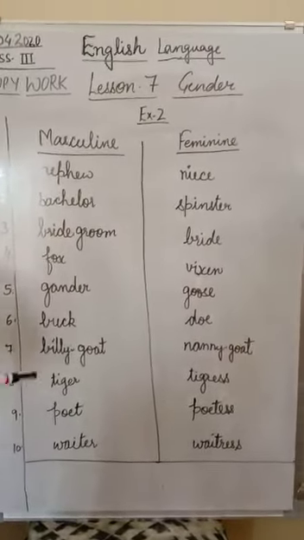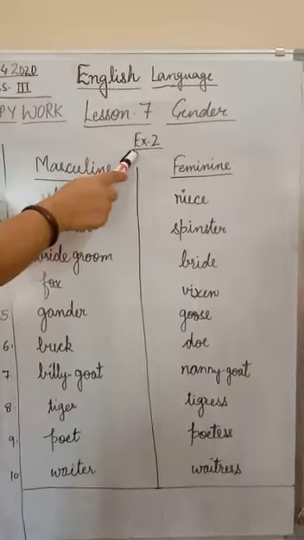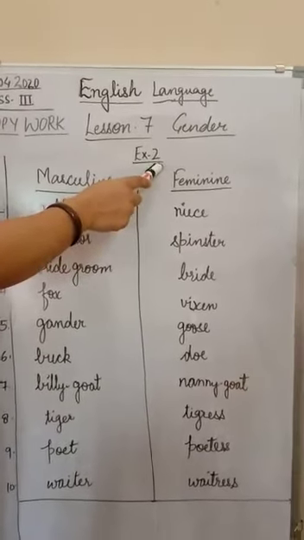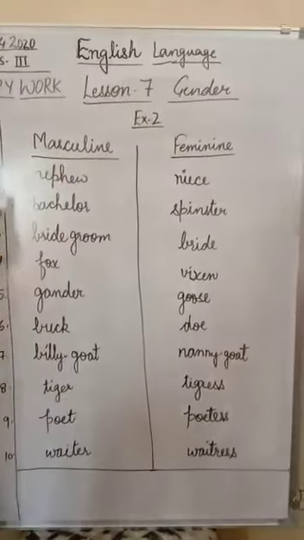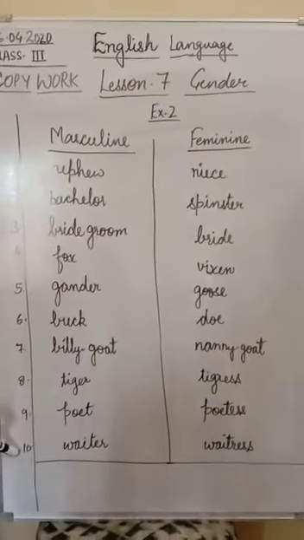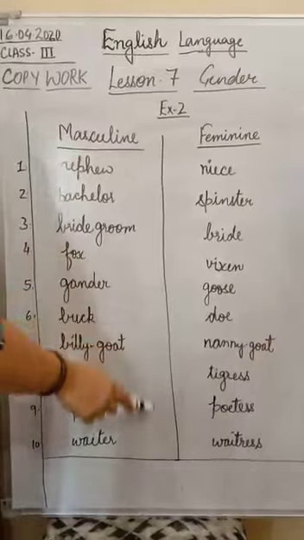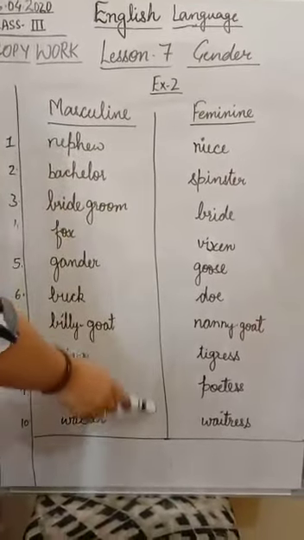After writing exercise 1, you will start exercise 2 from the fresh page. And you will write masculine, feminine. Then there are 10 words here. This middle line you will draw with your pencil.